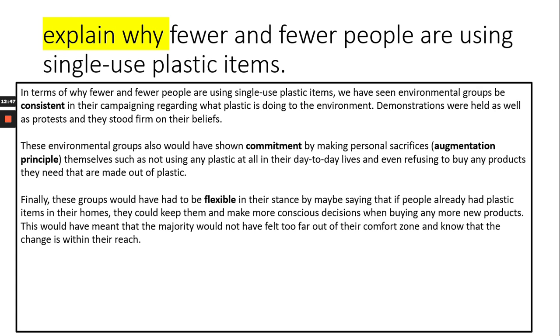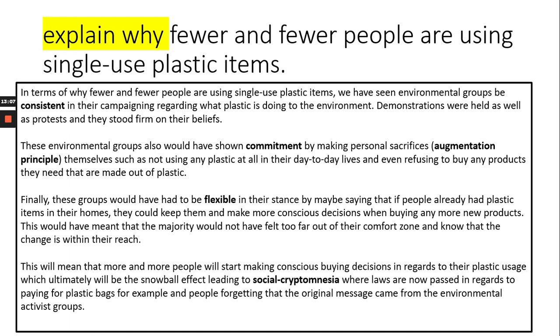Okay. Finally, these groups would have had to be flexible in their stance by maybe saying that if people already had plastic items in their homes, they could keep them and make more conscious decisions when buying any more new products. This would have meant that the majority would not have felt too far out of their comfort zone and know that the change is within their reach. Again, I'm really talking about the scenario of single-use plastic, about the change that has happened. I'm using specific examples, okay?